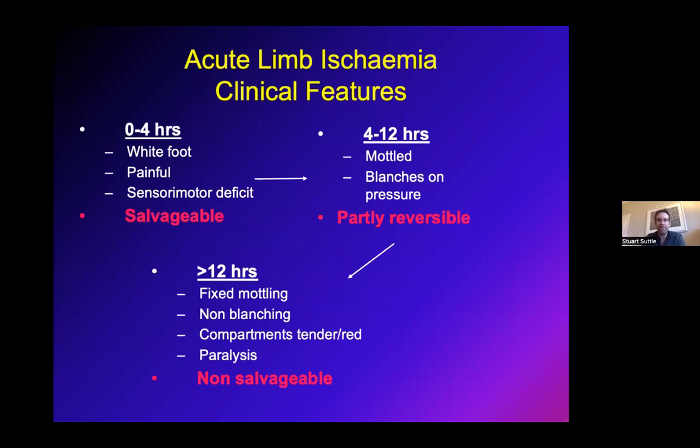So we have a time frame. There is progression as time goes on, important to know the duration of the symptoms, but it's never as clear cut as the textbooks say. It really comes down to your clinical findings, okay? So for the first few hours, the foot or the limb may be white, very painful, a bit of a sensory motor defect in terms of paresthesia, the limb's still salvageable. As it progresses, you start to see mottling, it may still blanch, the limb may still be salvageable. But as you start to near 12 hours or longer, you're usually looking at a non-salvageable situation.